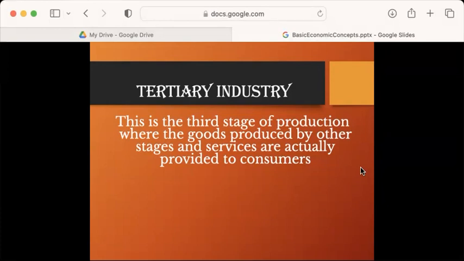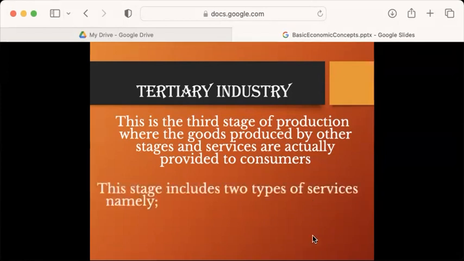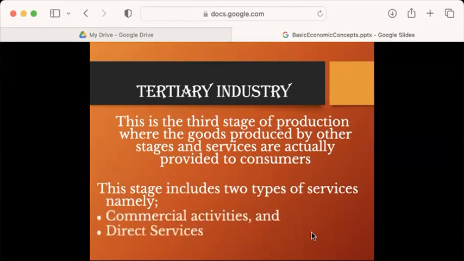That's the tertiary industry. Tertiary industry is a completely service-oriented sector, where businesses who do not produce, but buy from the manufacturers, send goods to consumers. So providing the goods and providing the services to consumers is what happens in the tertiary sector. And the tertiary sector mainly has two parts. One is called commercial activities and the other is called direct services.